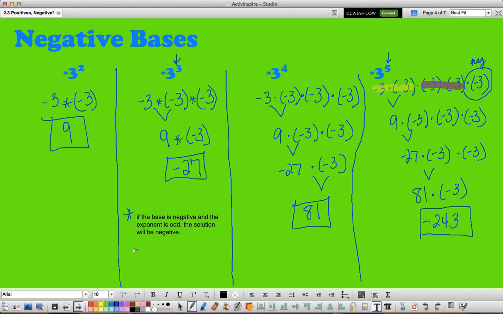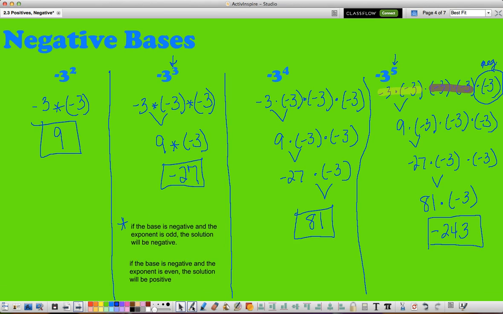Okay, and then the other piece of this then is, and this is only if the base is negative. If the base is positive, then your answer is going to be positive. So if the base is negative and the exponent is even, the solution will be positive because you have enough negatives to cancel each other out and you don't have that extra negative at the end. Right. So you should be able to determine, without even doing all this math, whether or not the solution will be positive or negative.